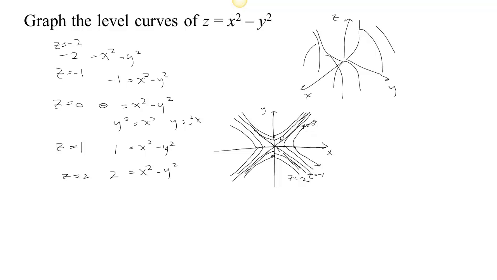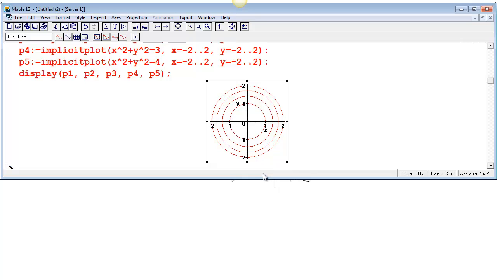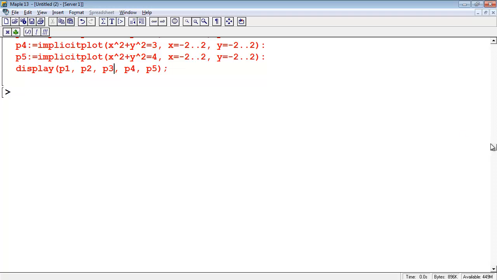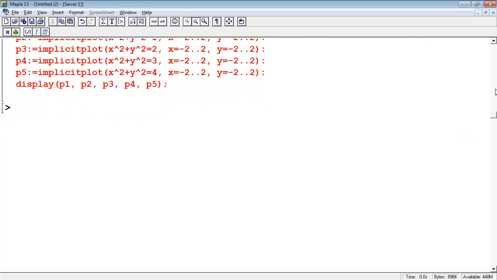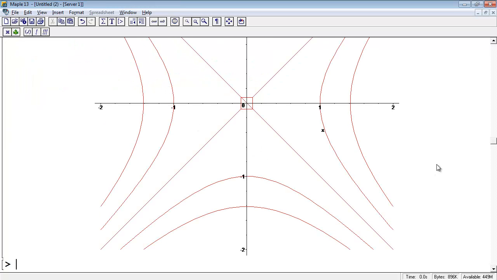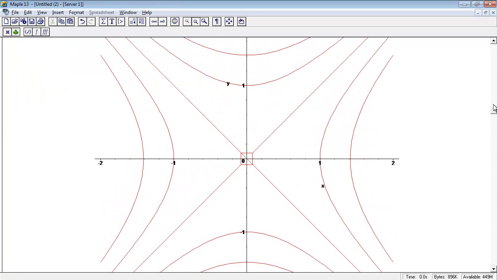Now we could go ahead and use Maple to plot these. We'd get a much cleaner plot. Let me just do that really quick. Let's do our same 5 plots, but we just need to change our equation. This time it was x squared minus y squared. So I'm going to change all these to x squared minus y squared. And then the level sets I chose were z equal -2, z equal -1, z equal 0, z equal 1, and z equal 2. Let's display all those plots together. Oh, good. So we get this plot.